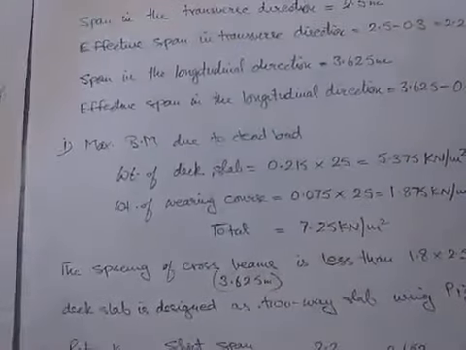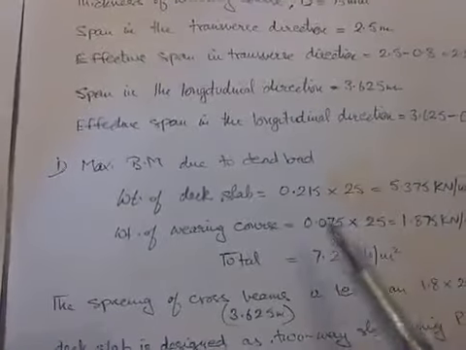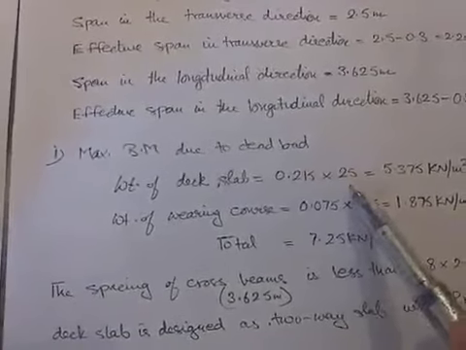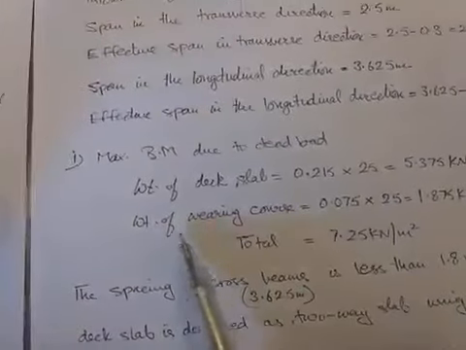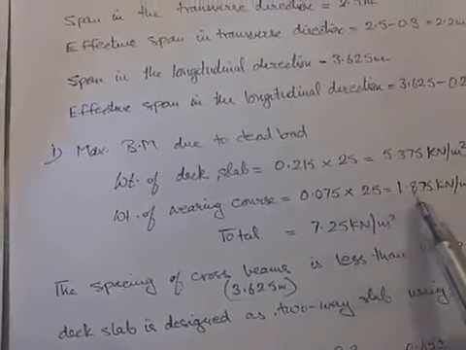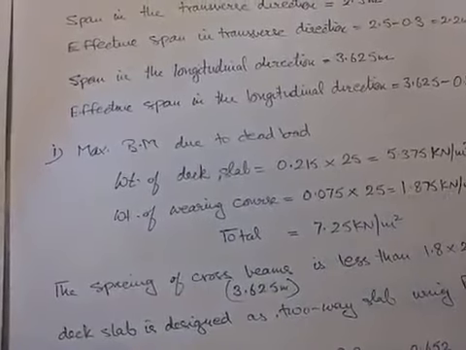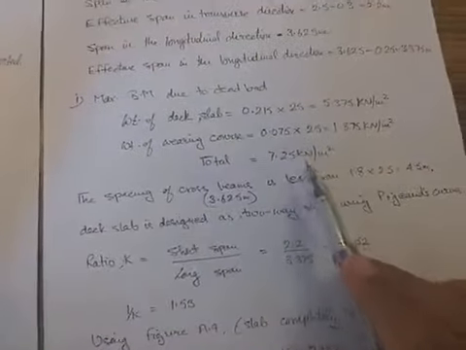So dead load covers the deck slab as well as the wearing course. The weight of the deck slab is the thickness times the unit weight of concrete, which gives me 5.375 kilonewton per meter square. Similarly, the weight of the wearing course is 0.075 into 25, that is 1.87 kilonewton per meter square. The total makes it 7.25 kilonewton per meter square.